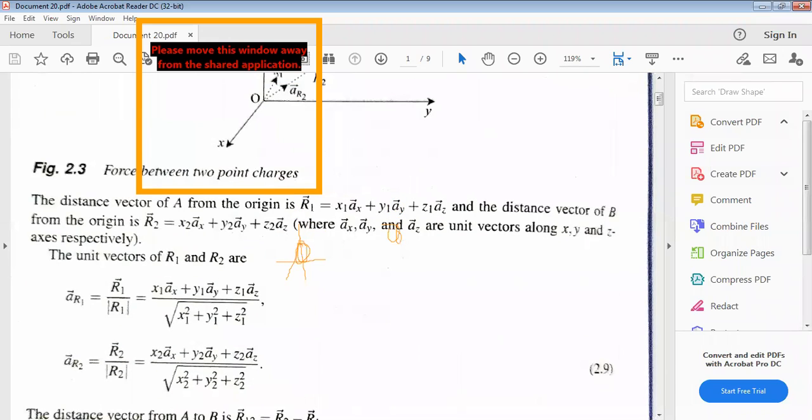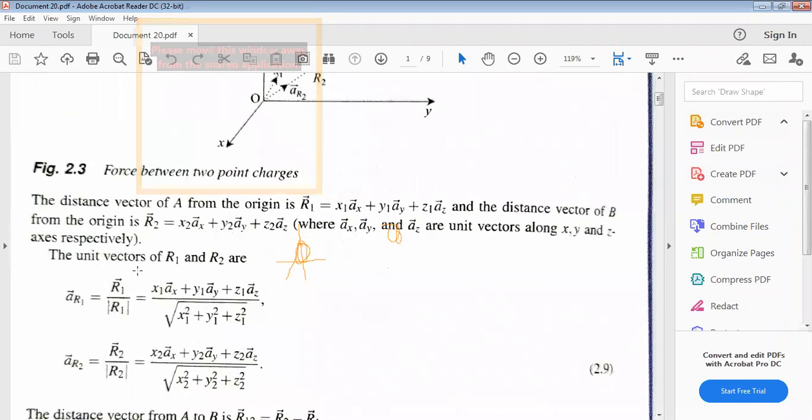The unit vectors of R1 and R2, how are they represented? The unit vector along the direction of R1 equals the distance vector R1 divided by the magnitude of R1, mod R1.